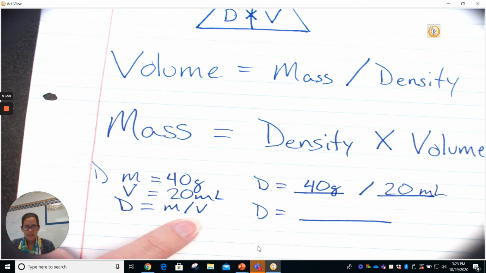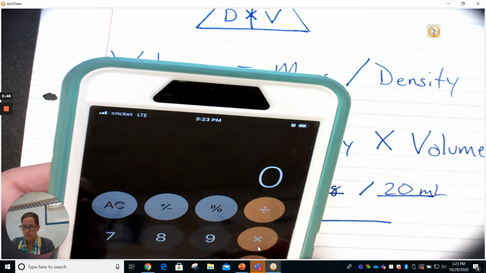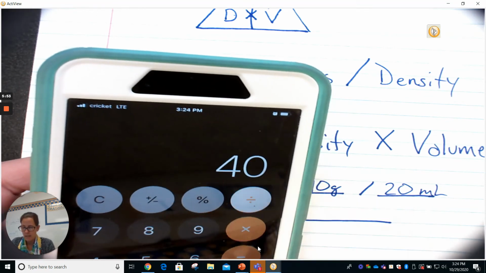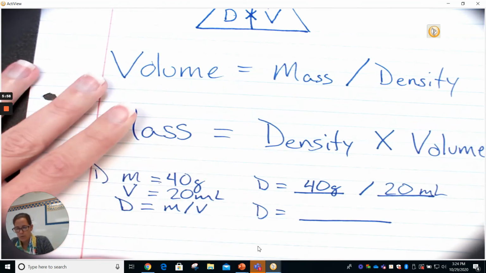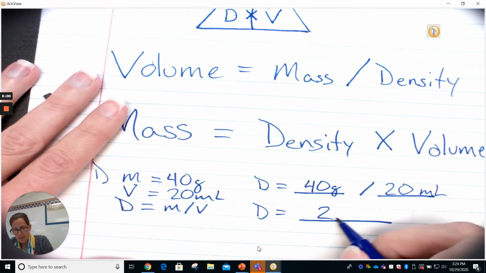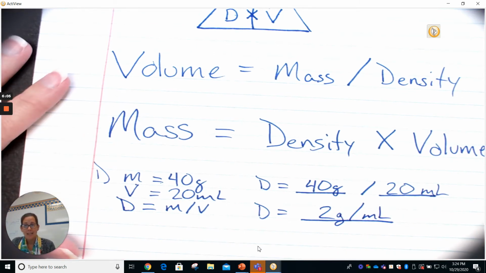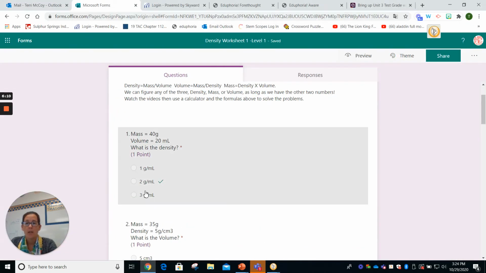Okay, got to have our units there. We do that math on our calculator. We could type in 40, because we need mass first, divided by 20 equals 2. So I'm going to put 2, and I'm bringing my units down, grams per milliliter. So the density of number 1 is 2 grams per milliliter. So we can go back over here, and there it is. I would select that one right there.